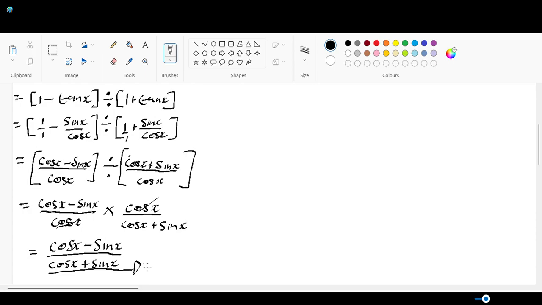We cannot go further than this. This is where we stop. This is well simplified. Now let's go back and look at the right hand side now.